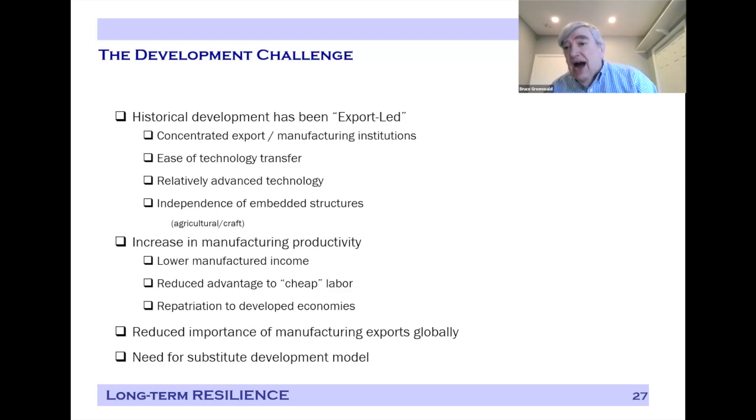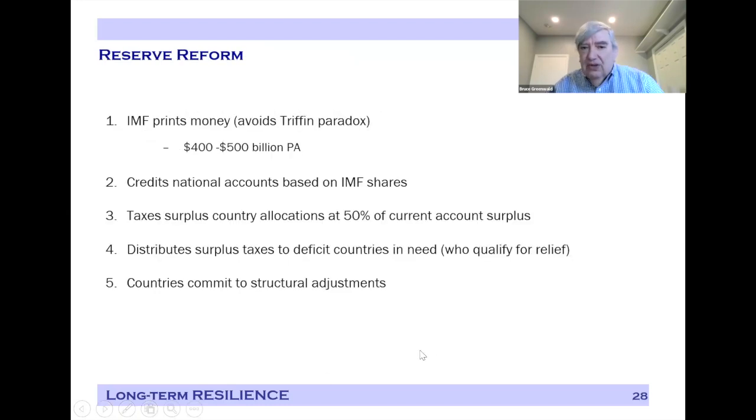But the jobs are not. It's basically fully automated plants with almost nobody in them. And that means that you're going to have to have a substitute development model. And I think that's going to be something that's going to be difficult to think about. On the other hand, there are resources. So one way that you can think of dealing with the global imbalances of everybody wanting to export.